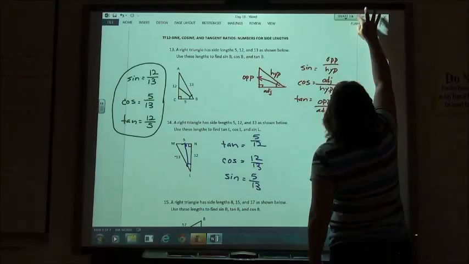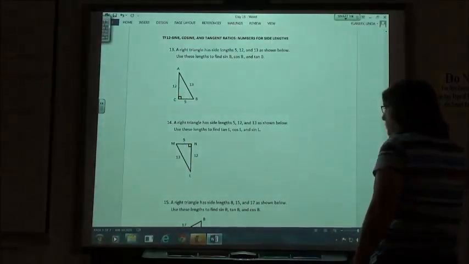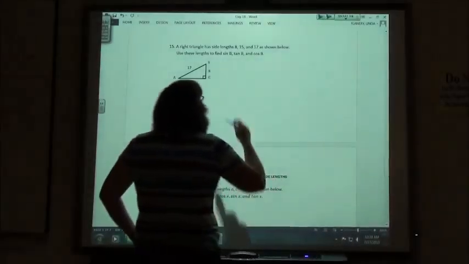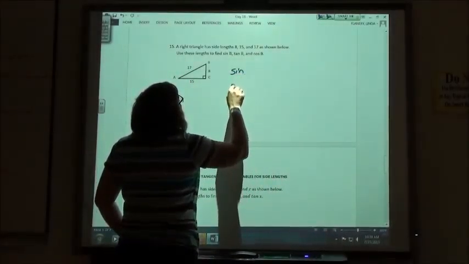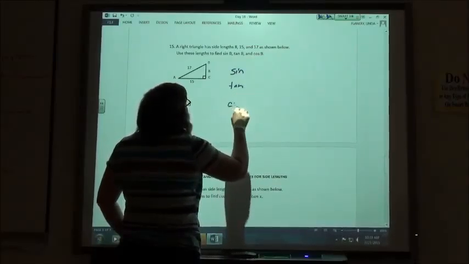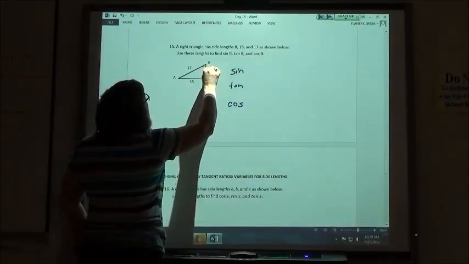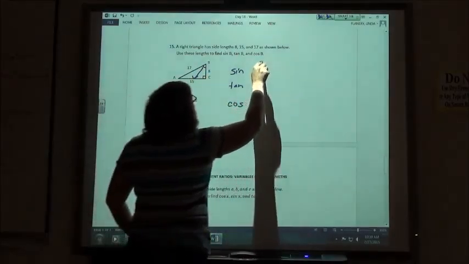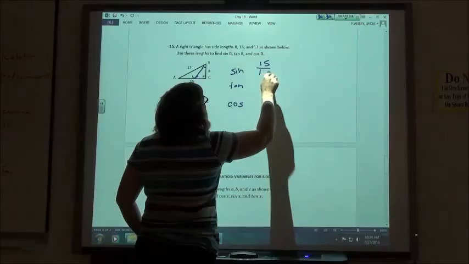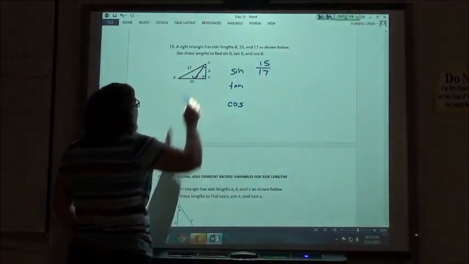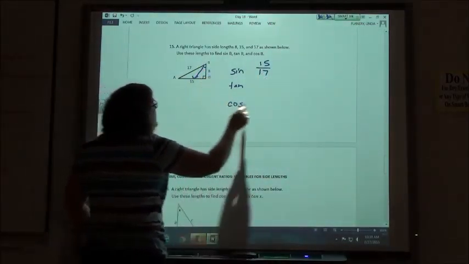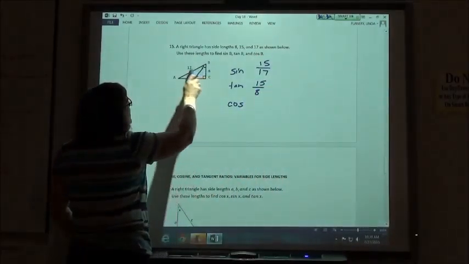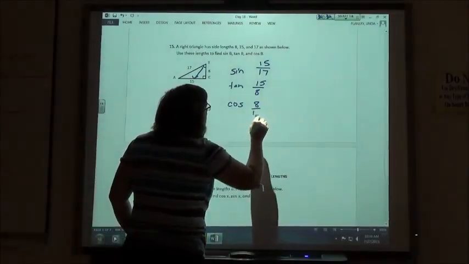Move that so we can see number 15. So number 15, this one is going to have us do the sine first, then the tangent, then the cosine of angle B. So angle B, my opposite side, 15 over my hypotenuse, 17. My tangent, opposite over the adjacent, so 15 over 8. My cosine, adjacent over hypotenuse, 8 over 17.